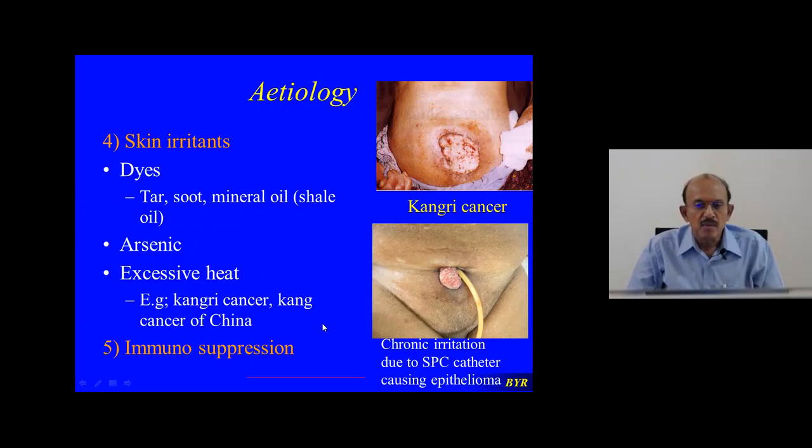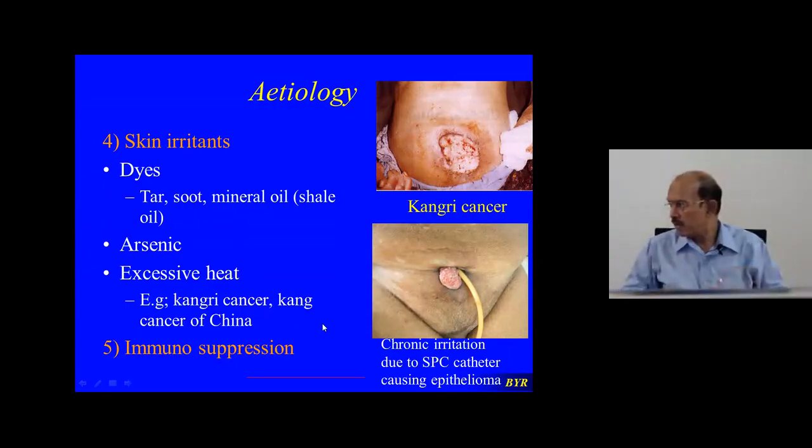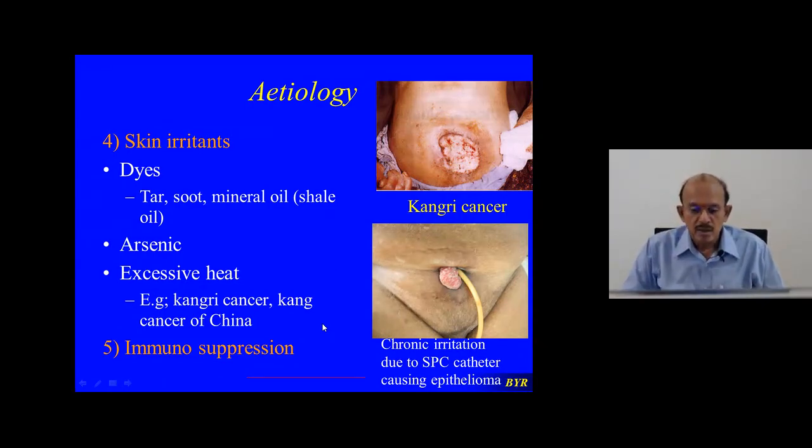In China, people in sub-Himalayan regions, because of the extreme coldness, prefer to sleep over a hot steel bed. So they keep charcoal under the cot and they themselves lie down over that cot. Because of that, they will develop cancer over the back of the trunk.